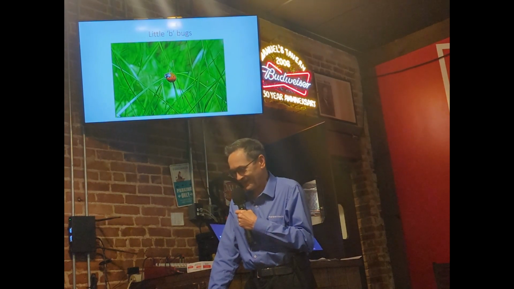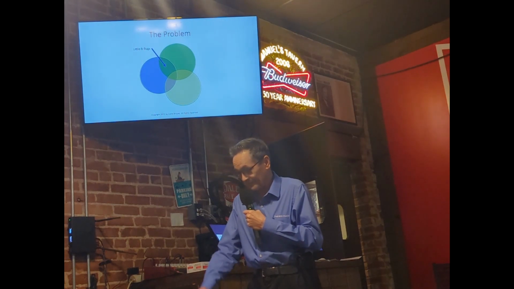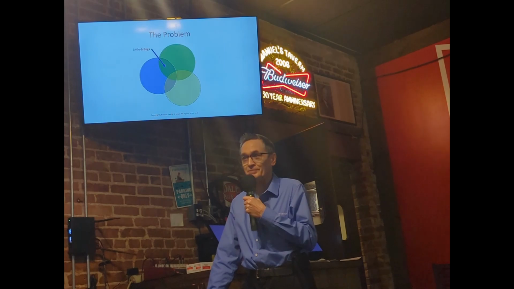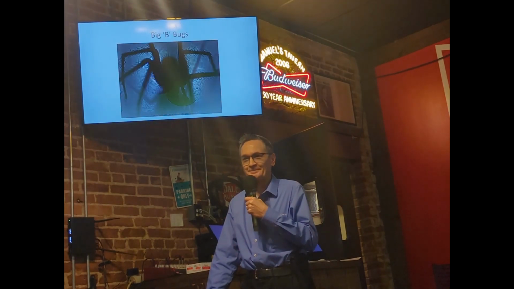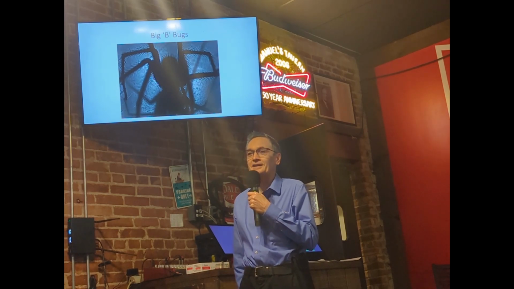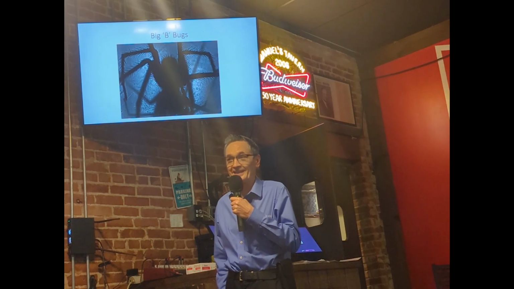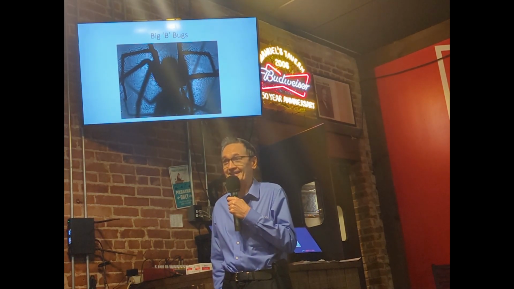And then there are big B bugs. That's where little b bugs show up in that diagram. Then there are big B bugs. Those are big B bugs. Big B bugs are the ones where the code does exactly what the developer intended. It's just not what the customer wanted.